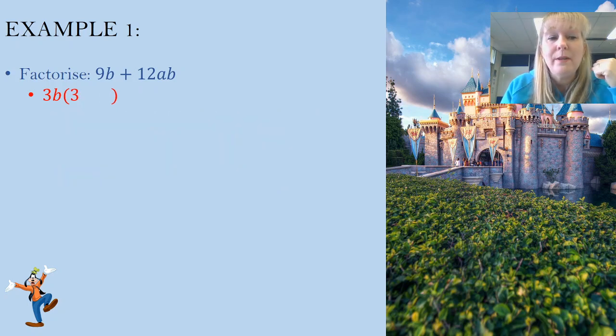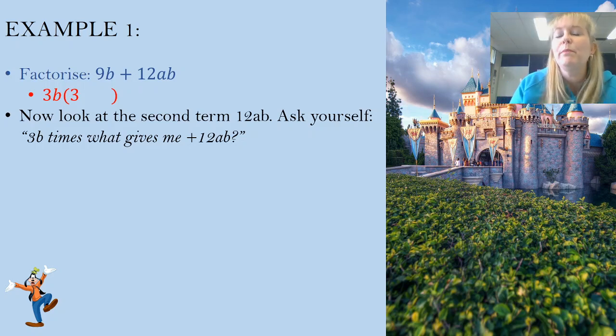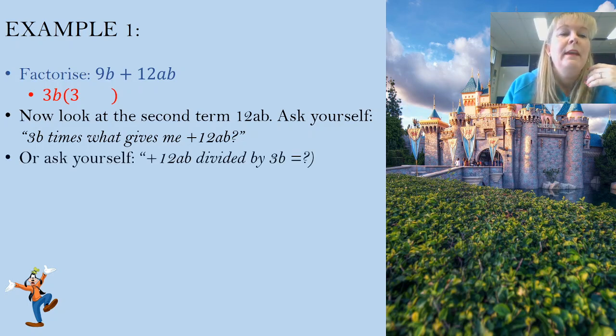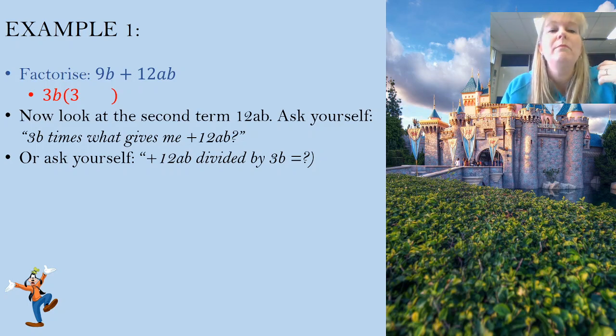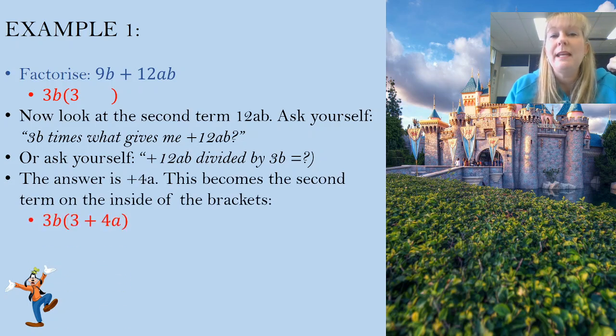Now, I follow the same process again with the second term, 12ab. Ask yourself, 3b times what gives you positive 12ab? And I've put the positive sign there because that's a good practice to get into, especially when you're using negative numbers, which we don't have to worry about in this question. Ask yourself, positive 12ab divided by 3b. Well, what's the answer for that? That's going to be our second term inside the set of brackets. It's positive 4a. So we pop that in the brackets and we're almost finished.